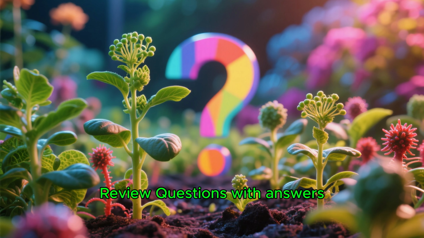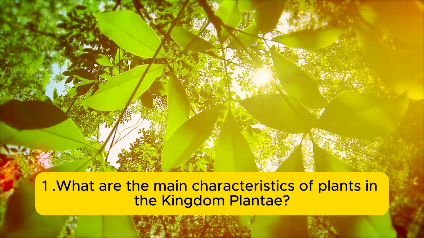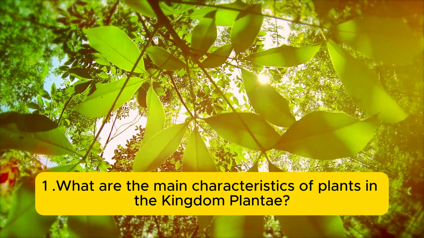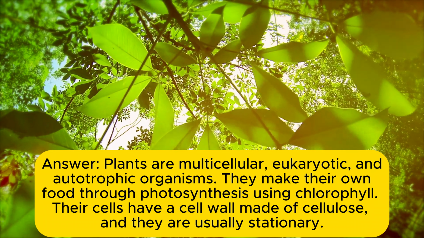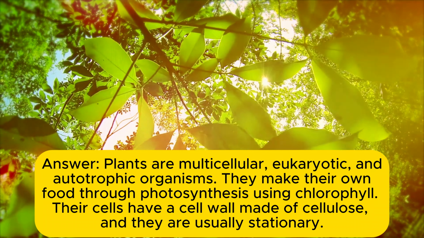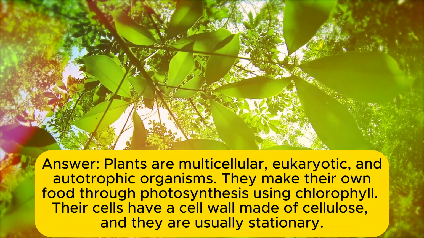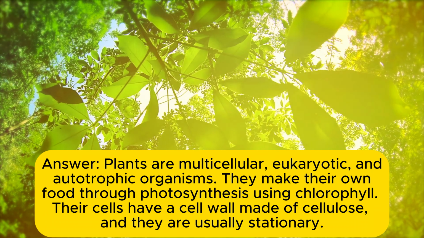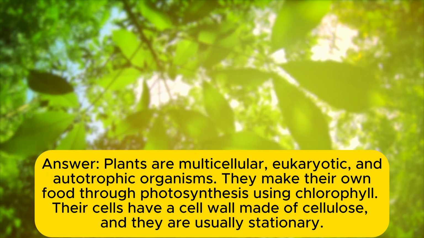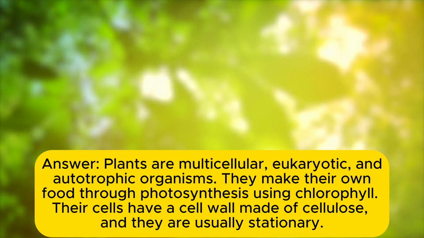Review questions with answers. 1. What are the main characteristics of plants in the kingdom Plantae? Answer: plants are multicellular, eukaryotic, and autotrophic organisms. They make their own food through photosynthesis using chlorophyll. Their cells have a cell wall made of cellulose, and they are usually stationary.